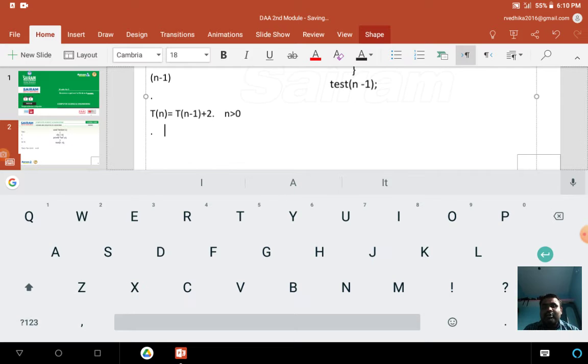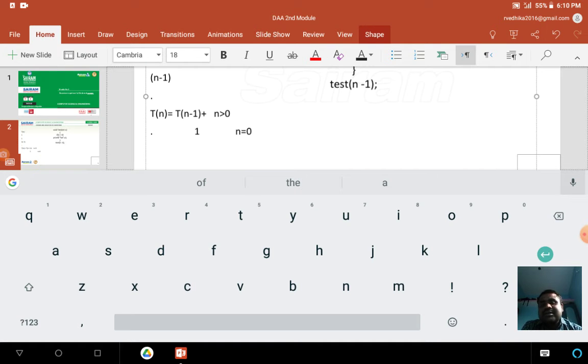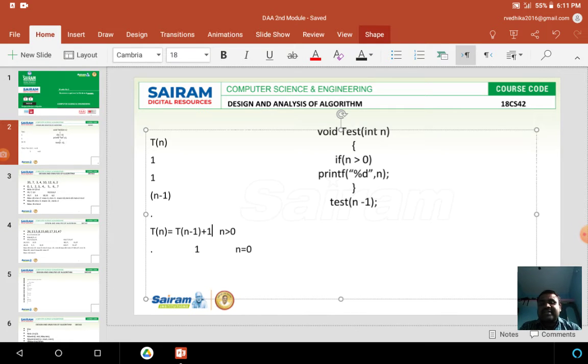But time cannot be measured as 0, so I'll put 1 when n is equal to 0. When n is equal to 0, the time taken will be 1. So this is the recurrence equation. Now 2 is a constant, so instead of this 2, I can put 1. No problem, because 2 is also a constant and 1 is also a constant, so collectively I have used only 1. That's enough. Now I need to solve this equation.